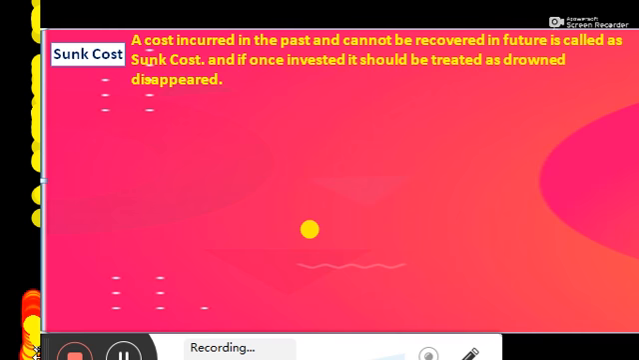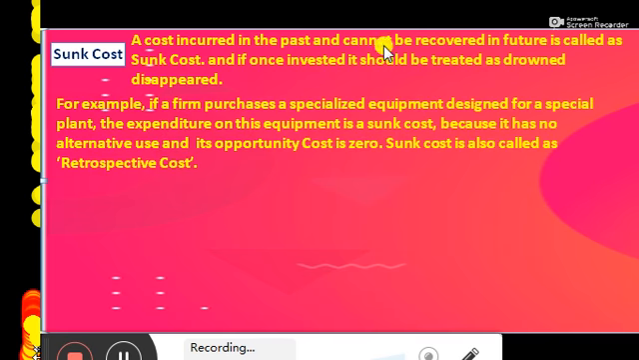One time expenditure அப்படின்னு சொல்லலாம். A cost incurred செலவு என்பது ஒரு முறை நடக்கும். திரும்ப அந்த செலவு வராது. A cost incurred in the past and cannot be recovered in future is called a sunk cost, and once invested it should be treated as drowned, disappeared.